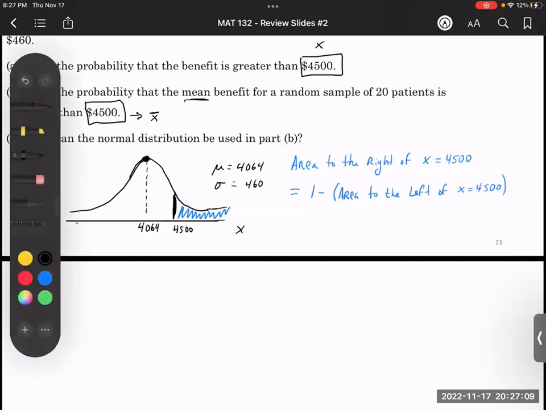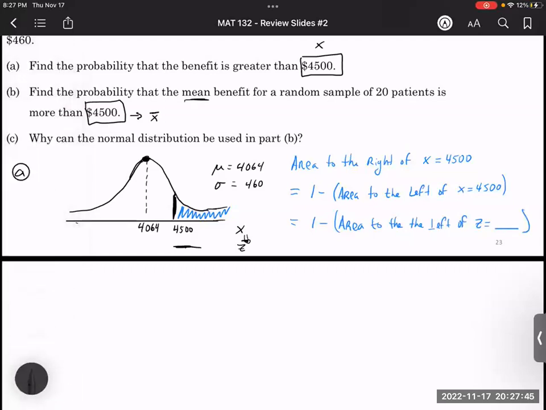Now, our variable X has to be transformed in terms of Z, okay? You're taking a non-standard normal distribution and you have to convert it to Z. So at the end of the day, I'm going to write out this statement: 1 minus area to the left of Z equals some value. I just leave a little space there because now I just have to figure out what that Z value is, okay? The way that I find that Z value is to use the Z-score formula.